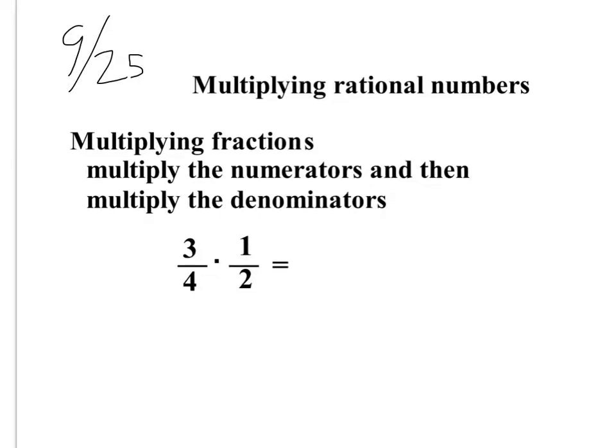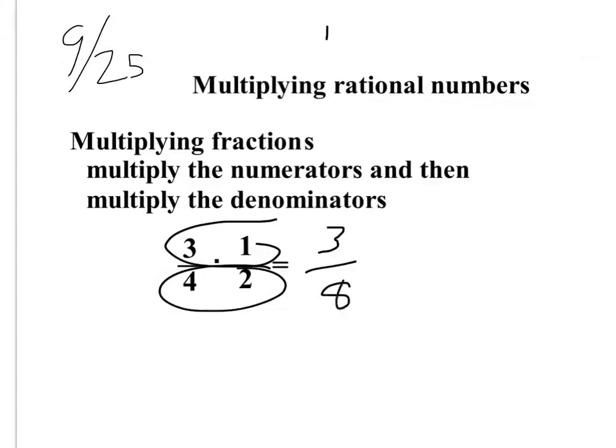Alright, today we're multiplying rational numbers. Don't forget that rational numbers can be written as fractions. So really all we're doing today is multiplying fractions. When multiplying fractions, we multiply the numerators, the top numbers, and then we multiply the denominators. So 1 times 3 is 3, 4 times 2 is 8.